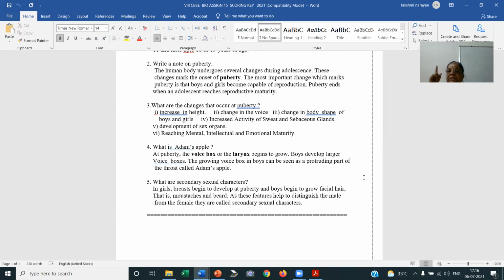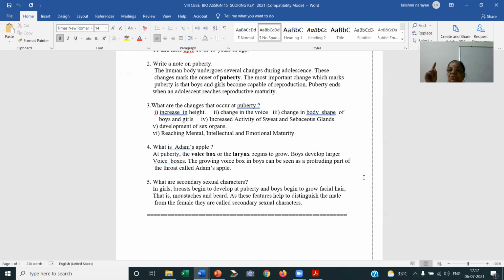Increase in height is due to the increase in length of long bones. Changes in voice, boys get the Adam's apple. Change in body shape: boys get broad shoulders, girls get a broad waist and hips. Then increased activity of sweat and sebaceous glands. Sweat glands secrete sweat, sebaceous glands secrete sebum. Then sex organ development, then reaching mental, intellectual, and emotional maturity.